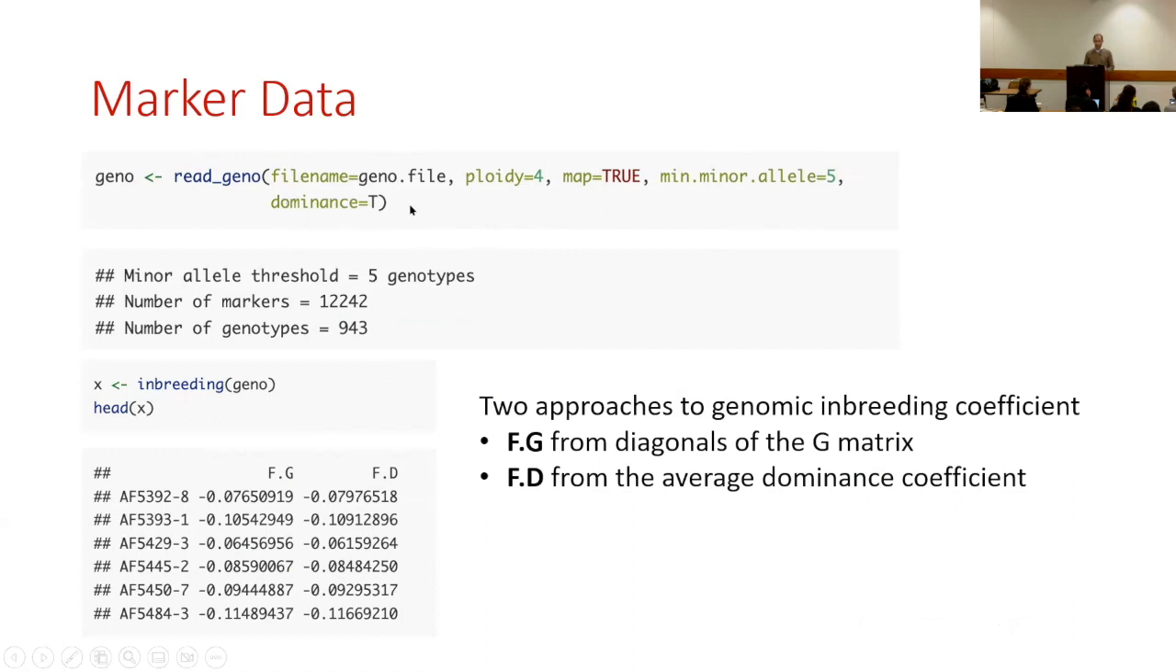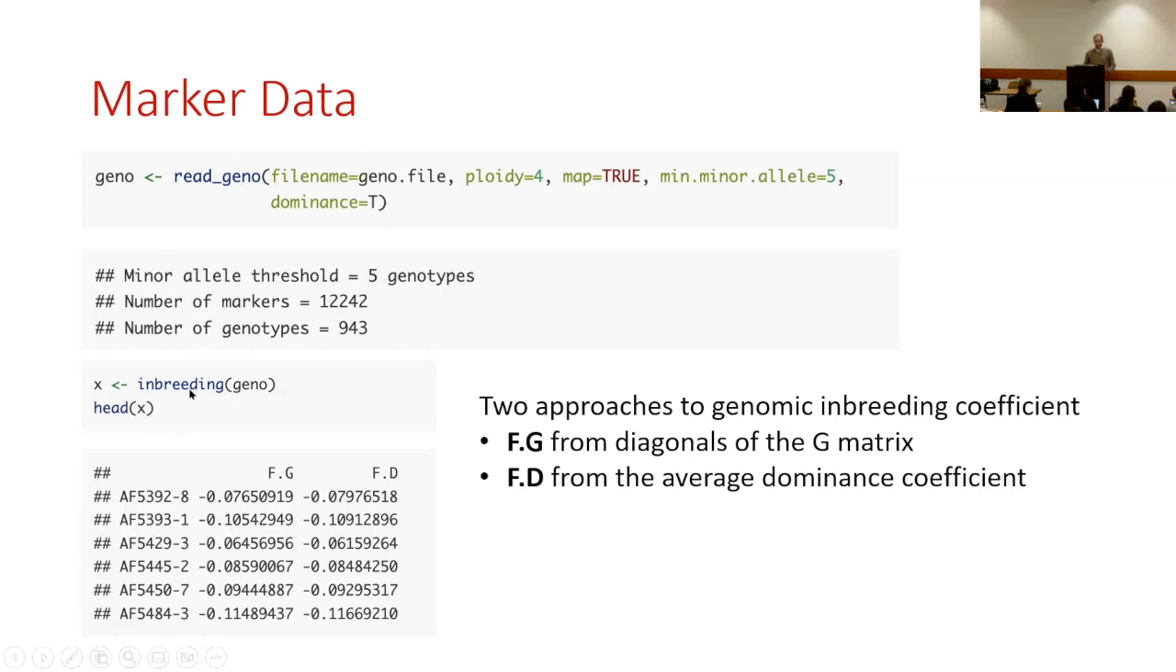This is the dominance equals true option. If you don't want to take the time to compute the dominance matrix because you have a large data set, or if you're working with inbred lines, which is not applicable to this group, but could be for other audiences, they don't have any reason to compute a dominance matrix. So that's why it's an option.